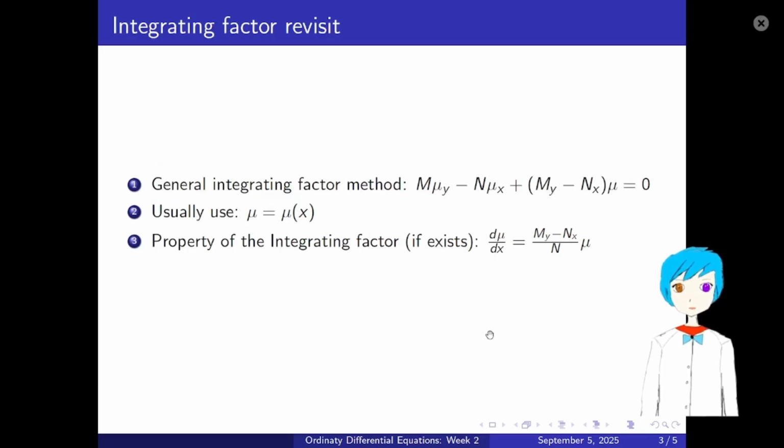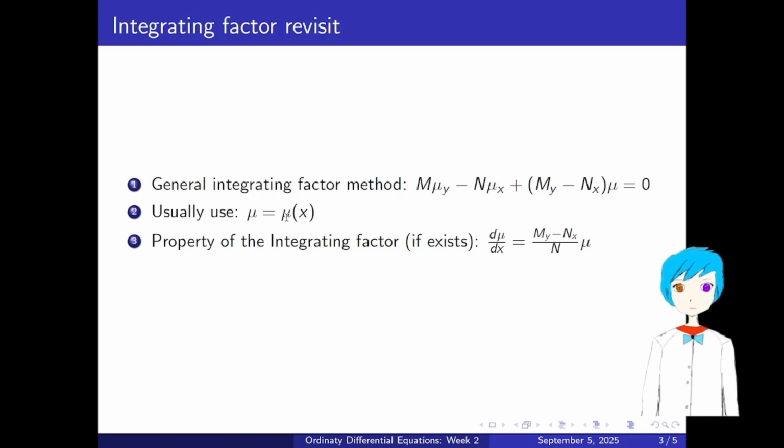The exact equation has something to do with the integrating factor, because finding the integrating factor is to make a non-exact equation become exact. So the general integrating factor method reads as follows. Suppose we have M dx plus N dy equals 0. Then this is the partial differential equation that the integrating factor should satisfy. However, we don't want to solve an even more complicated problem than the original problem, so usually we use an integrating factor that only depends on x.